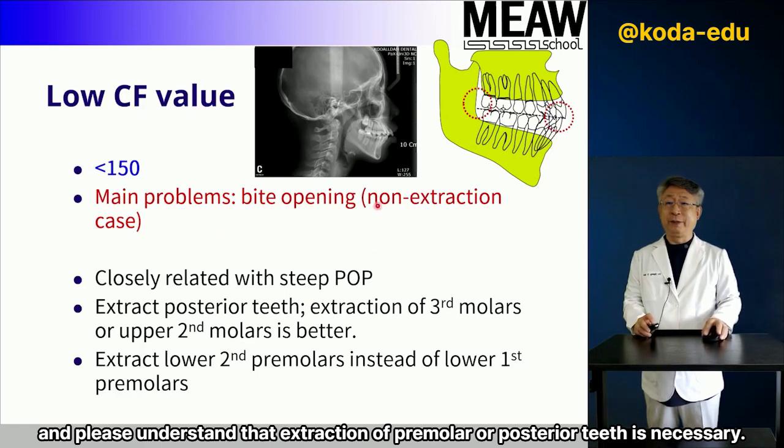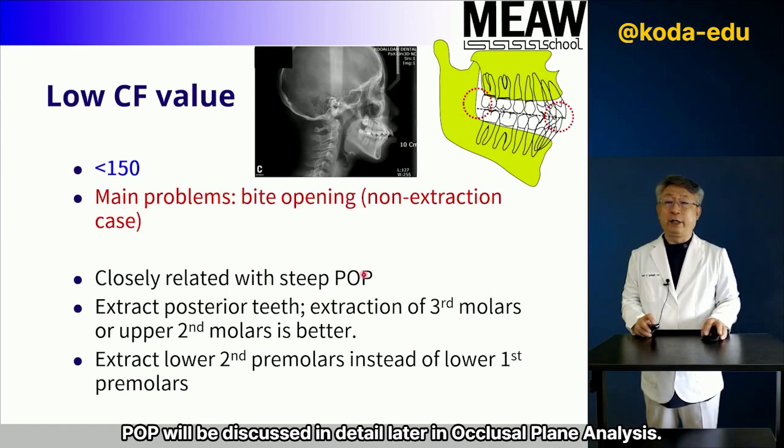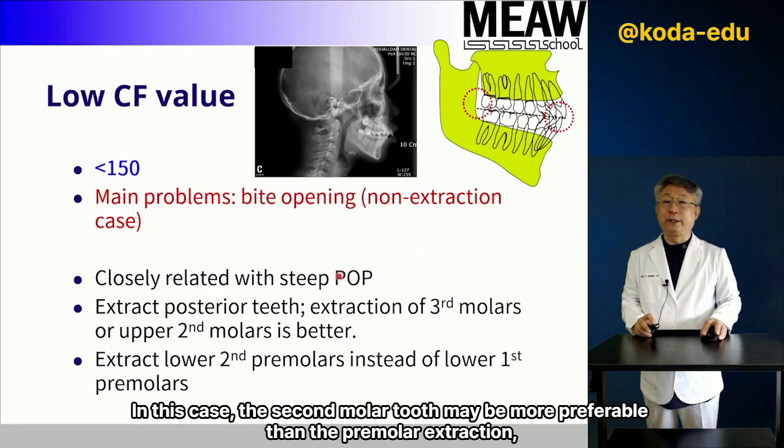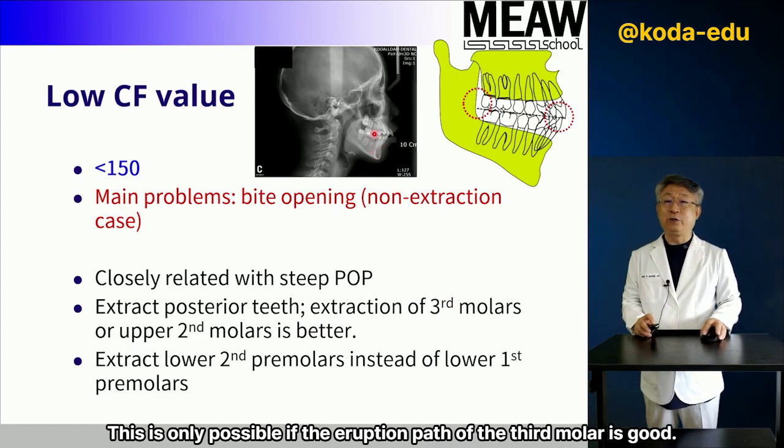And please understand that extraction of premolar or posterior teeth is necessary. Also, be careful as this is related to POP. POP will be discussed in detail later in occlusal plane analysis. In this case, second molar extraction may be more preferable than premolar extraction. And in the case of molar extraction, the second molar may be extracted before the eruption of the third molar. This is only possible if the eruption path of the third molar is good.